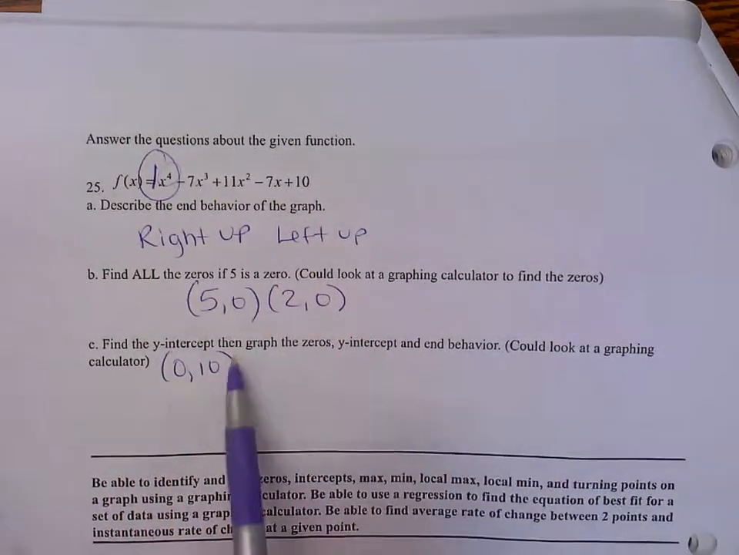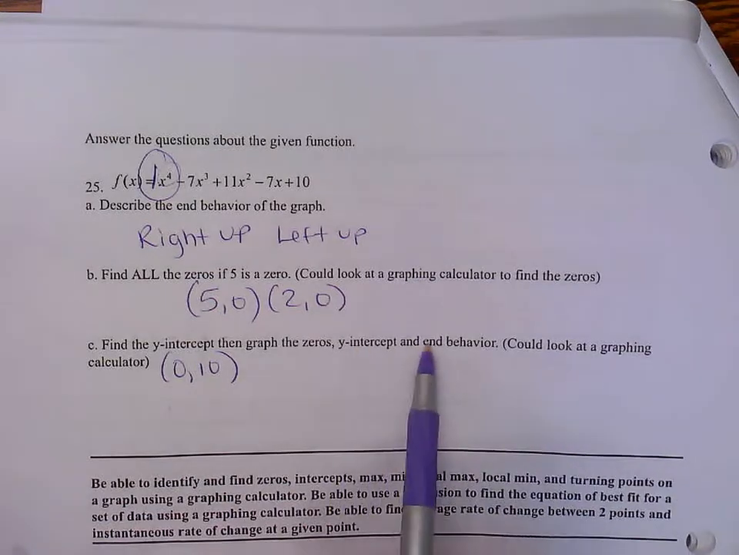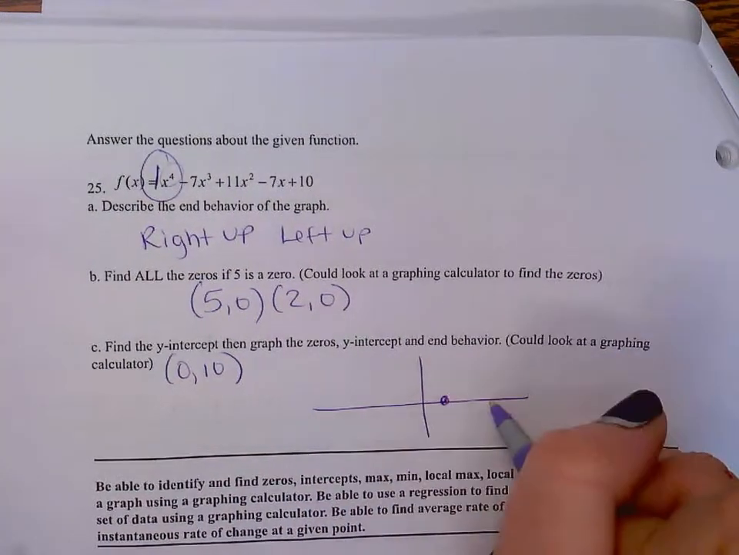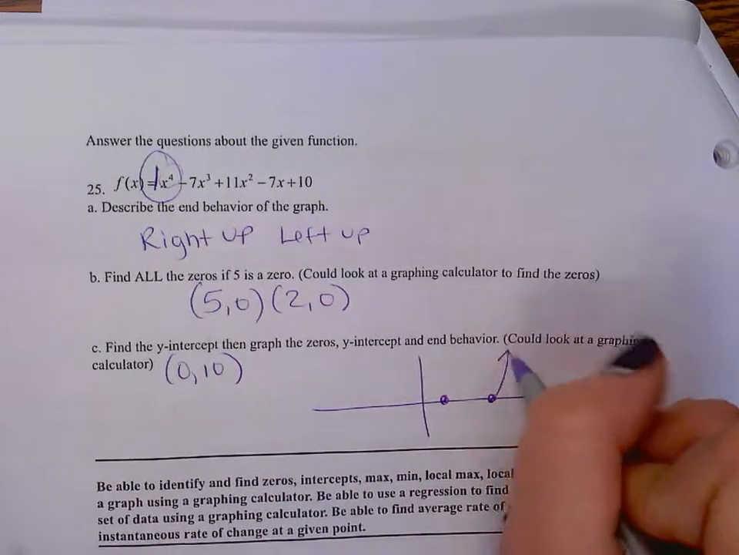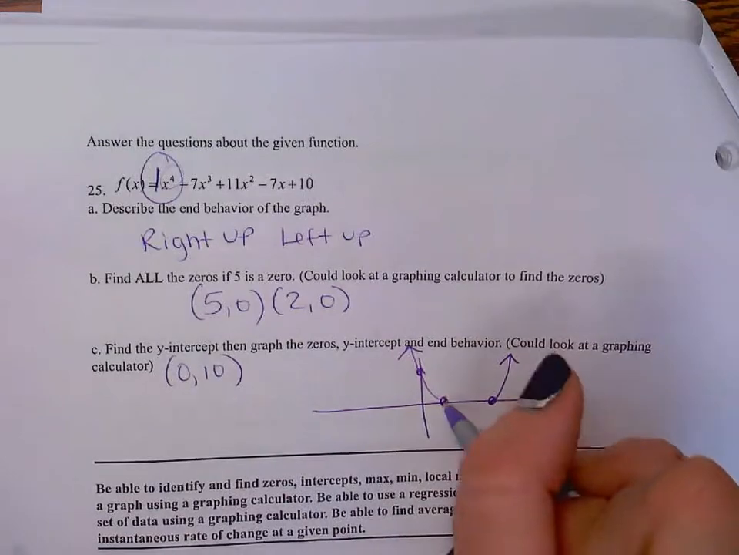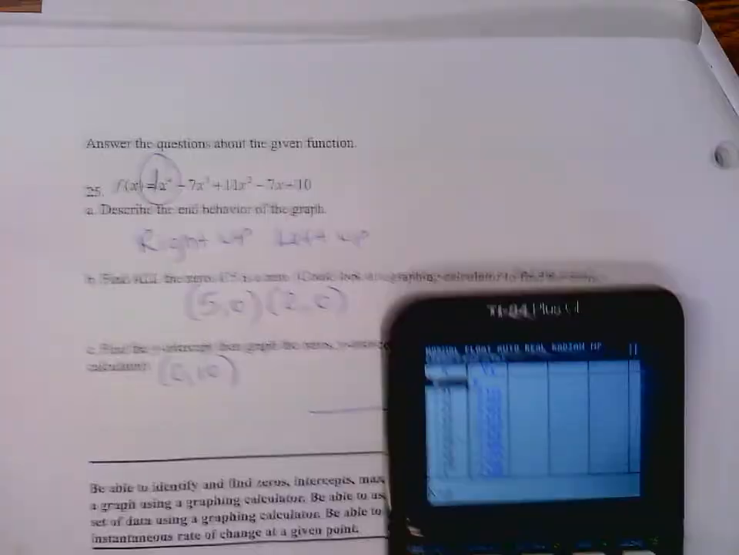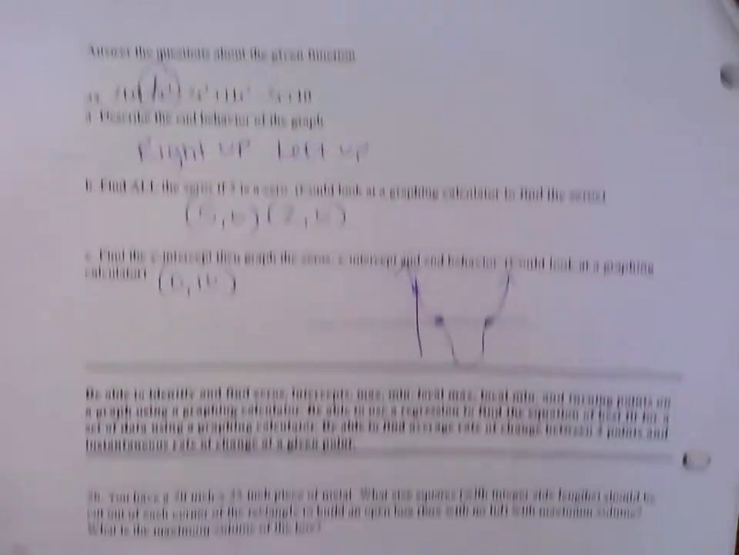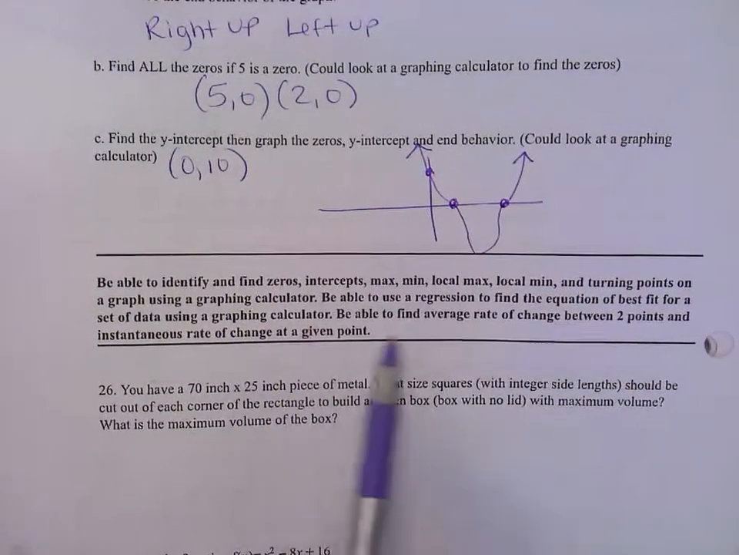Then graph the zeros, y-intercept, and end behavior. So I already looked at what this looks like, but here's 2, here's 5. We already said it goes up on both sides. This is at 10, and then it's doing something in between. Let's see. Be able to identify this stuff and find average rate of change.